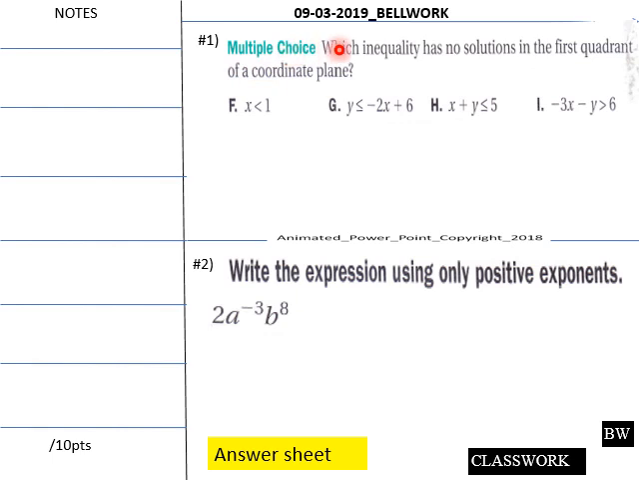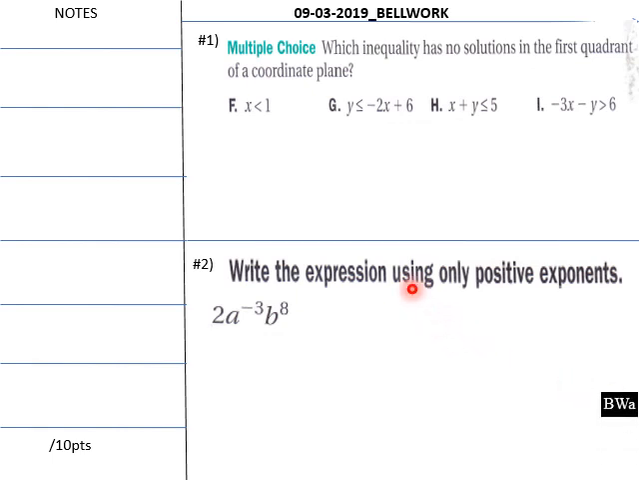Let's go right into today's bell work, teachers and students. Number 1, multiple choice: Which inequality has no solutions in the first quadrant of a coordinate plane? And then number 2, write the expression using only positive exponents, 2a to the negative 3b to the 8th. Teachers, give your students about 3-4 minutes. See you in 4 minutes.